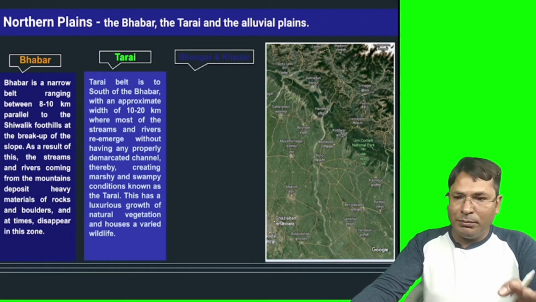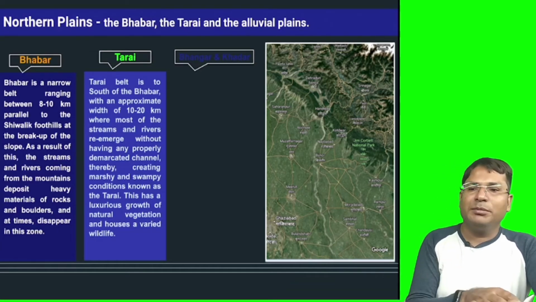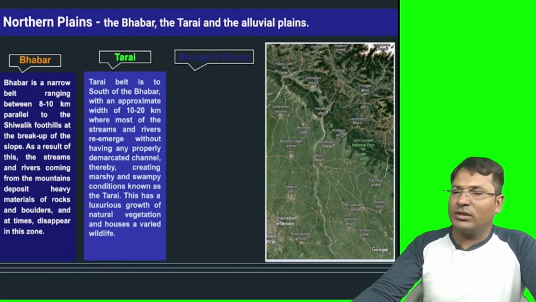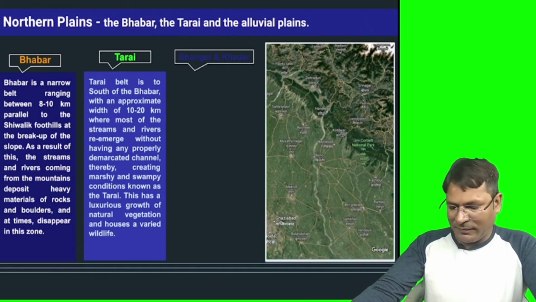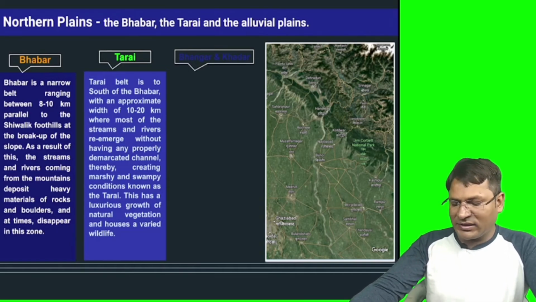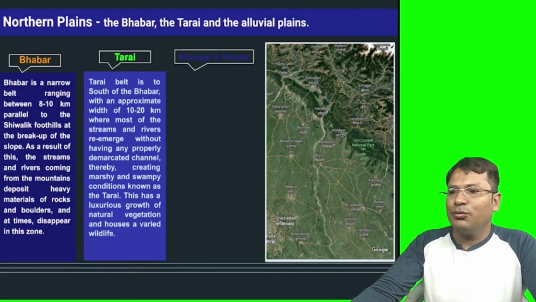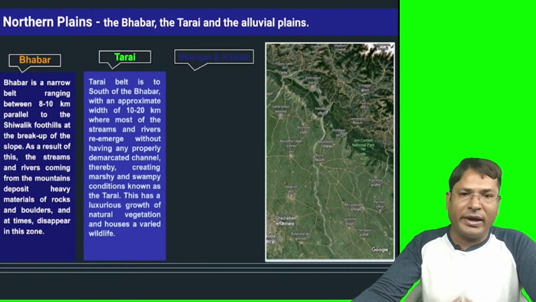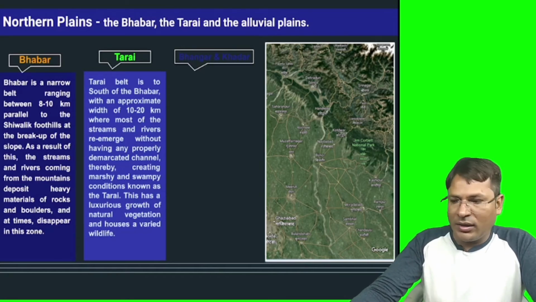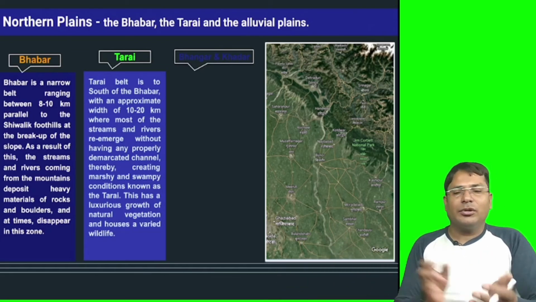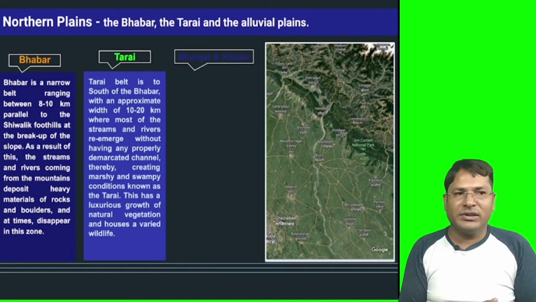The soil there, in a particular season or most of the year around, is full of water. That's why it is known as the Terai. This has the luxuriant growth of natural vegetation and houses a variety of wildlife, and because of the good amount of water, the alluvial deposits and the fertility of the soil, this area is rich in natural vegetation.